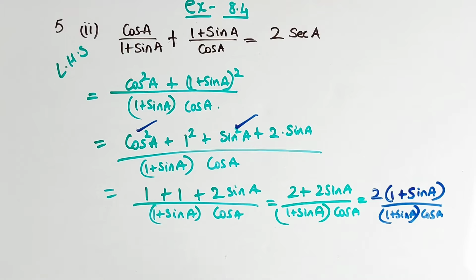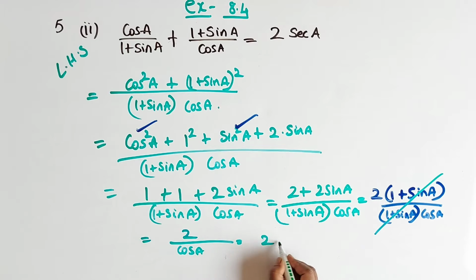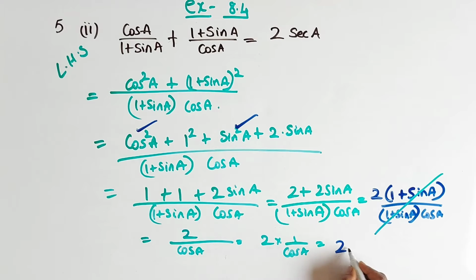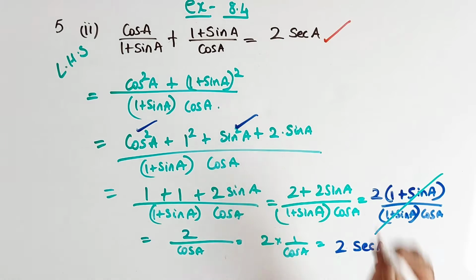So we can cancel this 1 plus sin A by 1 plus sin A. What are the remaining terms? 2 by cos A. 2 into 1 by cos A I can write it. What is 1 by cos A, children? It is secant A. So final answer is 2 secant A. Now check LHS and RHS. Here 2 secant A. So LHS equal to RHS. It is proved, children.